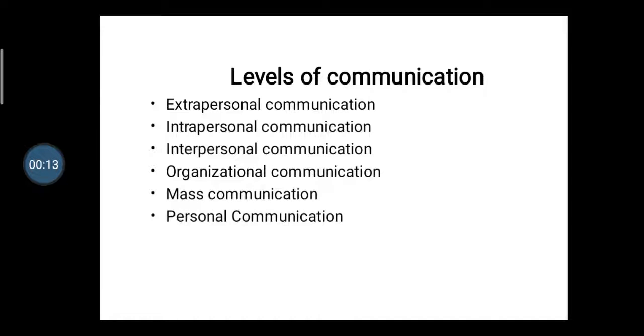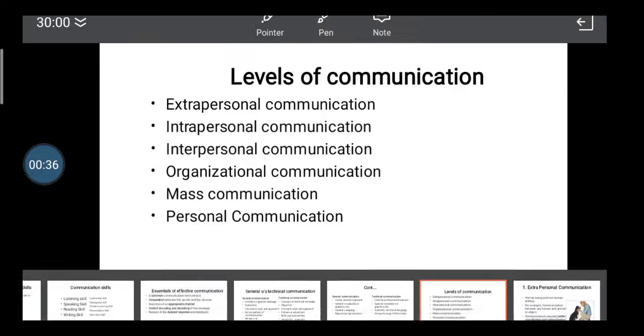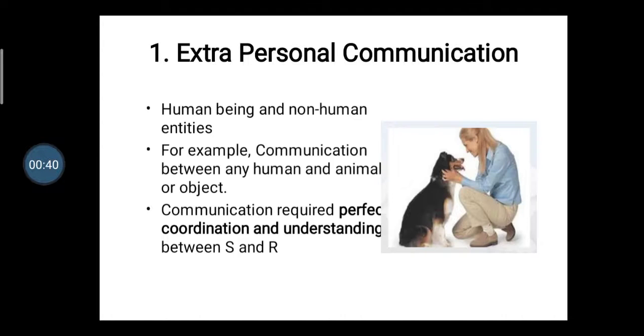There are six main levels of communication: extrapersonal communication, intrapersonal communication, interpersonal communication, organizational communication, mass communication, and personal communication. So there are six main types of levels of communication, and you have to learn about them one by one. So let's start. The first one is extrapersonal communication.